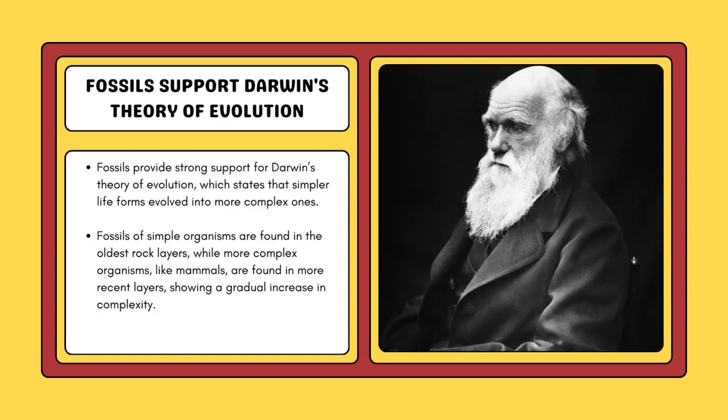Fossils support Darwin's theory of evolution. Fossils provide strong support for Darwin's theory of evolution, which states that simpler life forms evolved into more complex ones. Fossils of simple organisms are found in the oldest rock layers, while more complex organisms, like mammals, are found in more recent layers, showing a gradual increase in complexity.